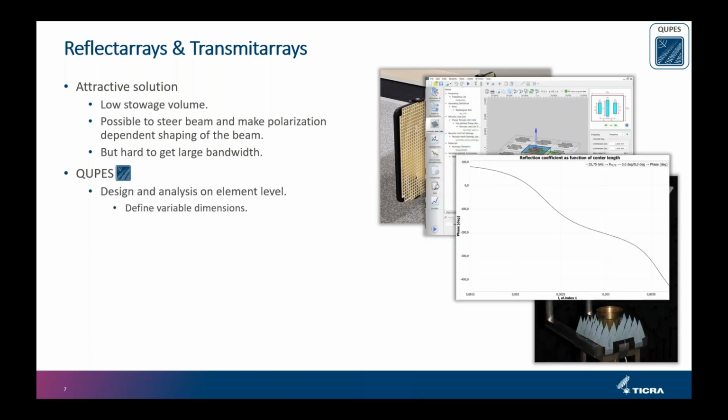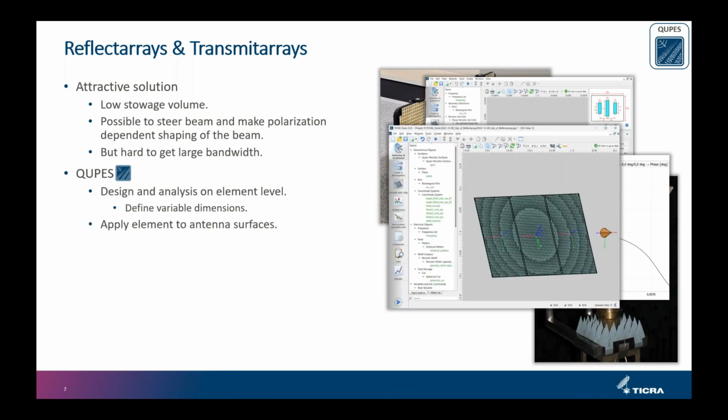How this is built is that you set up your analysis on element level, and here you define what you actually want to vary when you set up your element. So what should be the variable dimensions in your element? Here it's a length of one of these triple dipoles that we vary, and then we see that we get a nice phase curve covering the full plus minus 180 degrees. You then take that element and you put it on a surface to get your actual reflector array or transmit array, if that's what you're doing.